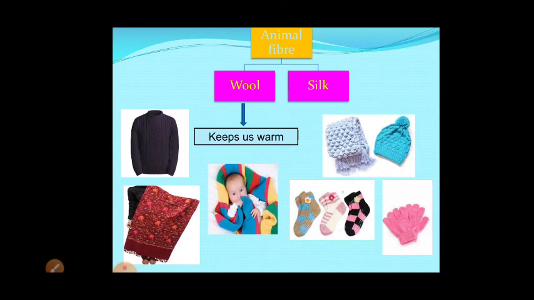Wool is very important, it keeps us warm. So woolen clothes we use in winter or the cold season, because they keep our body warm, like sweater, shawl, blanket, muffler, gloves, then socks. These are all made of wool, and they keep our body warm.